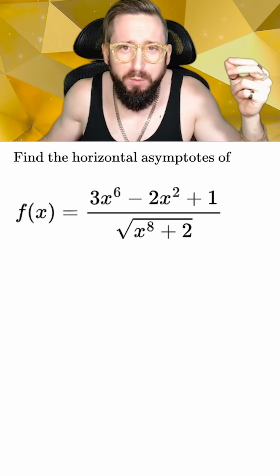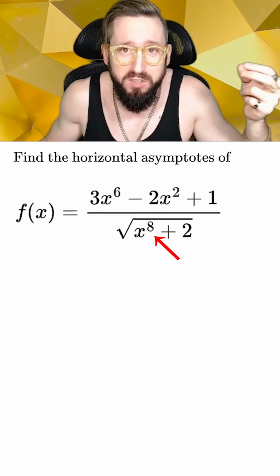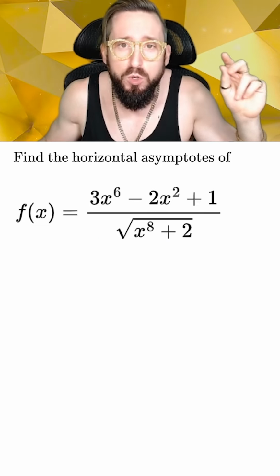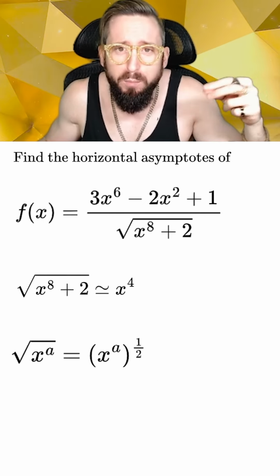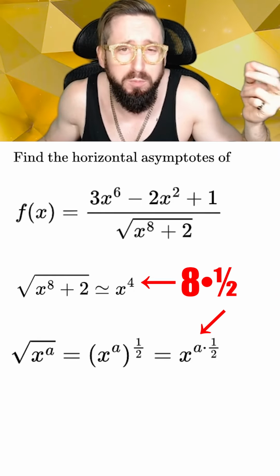Take this function, for example. At first glance, it would seem that the highest effective power of x is 8, since that's the biggest number we see in the exponents. However, there is a square root on the bottom x to the 8, which will end up cutting its effective power to 4. This is because square roots are the same as raising a number to the 1/2. And if we remember our exponent rules, raising a power to a power multiplies the powers together.